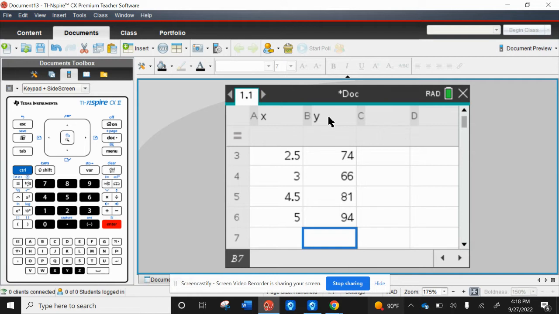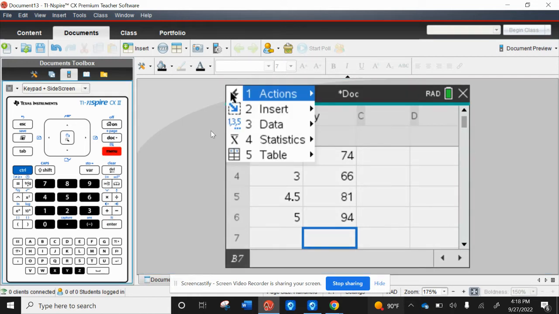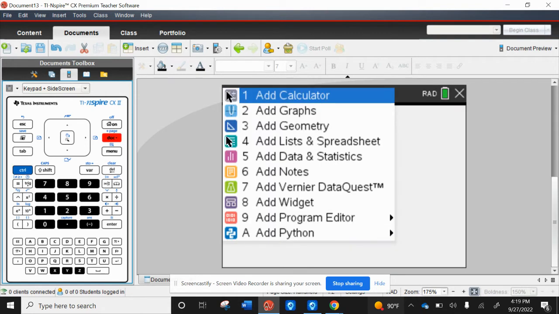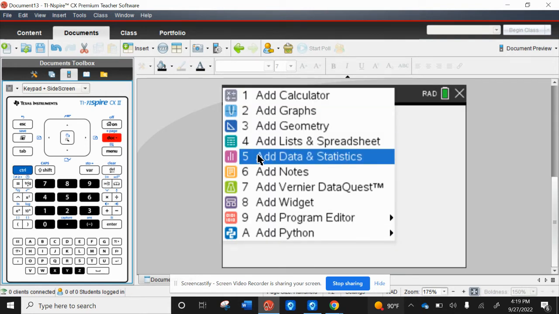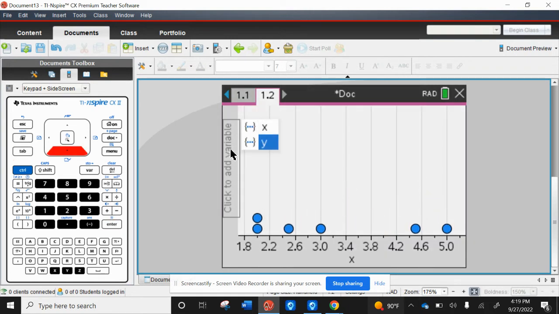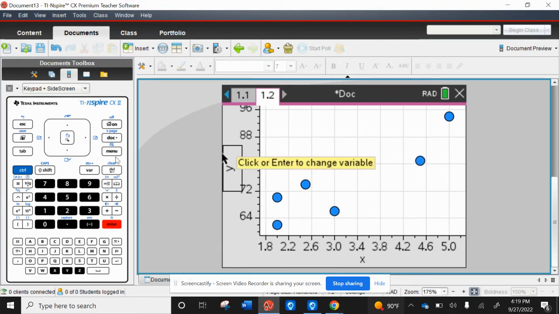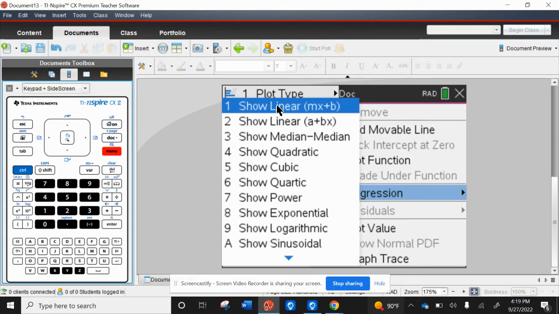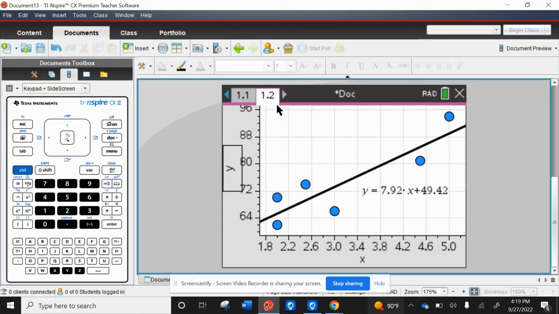All right. So now, again, we're going to go to Menu. Oh, I'm sorry. Control Doc number 5. Tab X. Tab Y. Menu. Analyze. Regression. Show linear. We want mx plus b. And we're going to round our equation to 1 decimal place. So 7.9x plus 49.4.